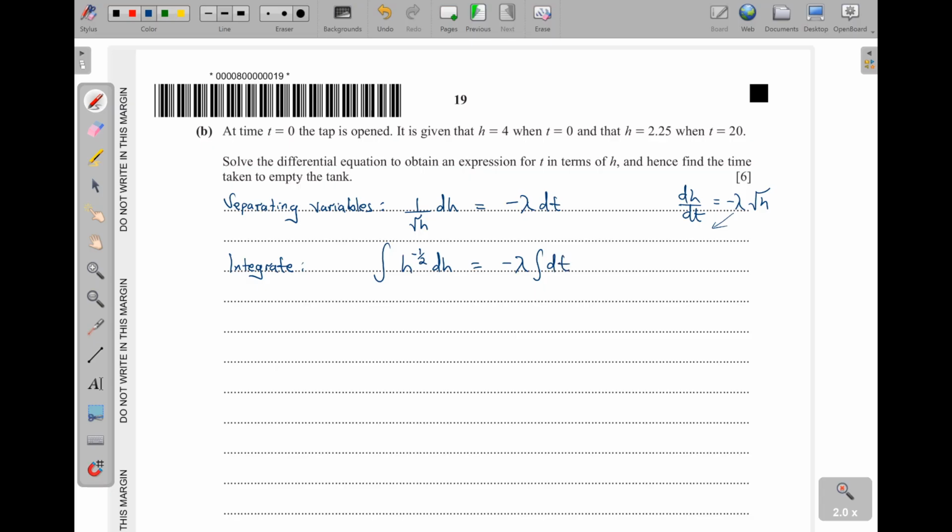Of course, when you integrate what is differentiated, they just cancel each other and you remain with the t. Or there is a silent t power 0 there, so you increase the power by 1 over the new power, and then it still gives you the t. Remember, increase the power by 1, so negative a half plus 1 over negative a half plus 1. Then here you get negative lambda t plus c. So 1 minus a half, that is a half, so we shall have h power half, then over half, which is equal to negative lambda t plus c.